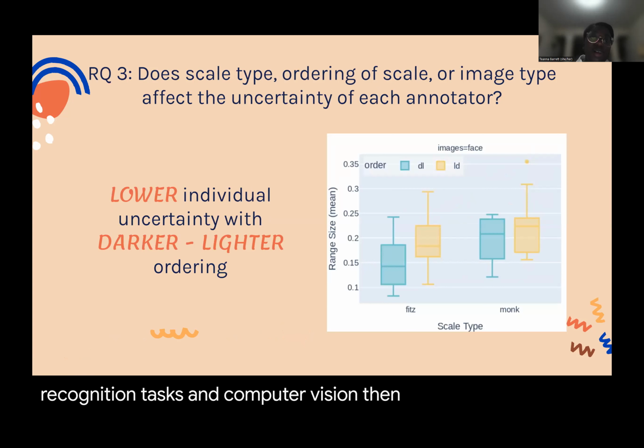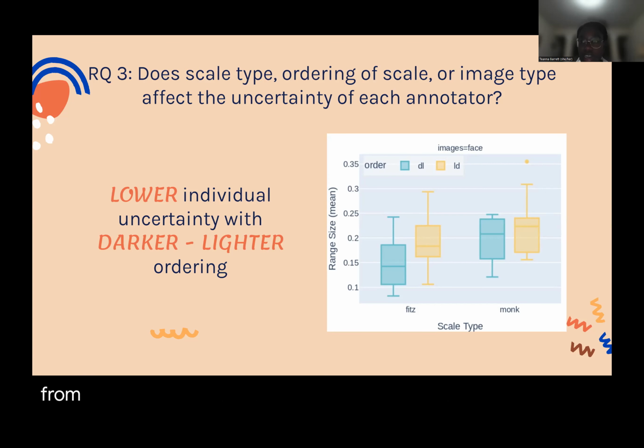Then we also looked at the scale type, the ordering of the scale, and the image type to understand the uncertainty within an individual annotator. And we found there is actually lower individual uncertainty when the scale was ordered from darker to lighter shades.